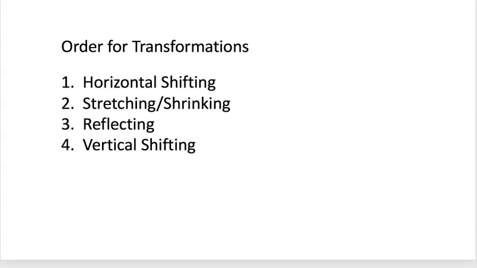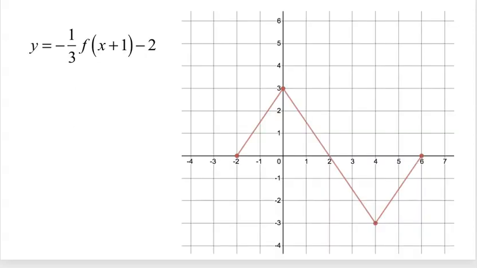So our first one is the horizontal transformation, the horizontal shift. We have y is -1/3 f of (x plus 1) minus 2. It's the x plus 1 here that is going to give us the horizontal shift. The graph in red currently is y equals f of x. I'm going to graph y equals f of (x plus 1). What is that going to do? Shift all of the points left 1 unit.